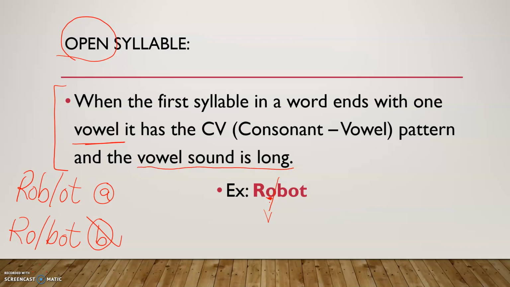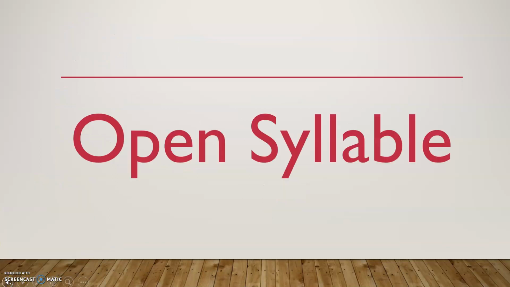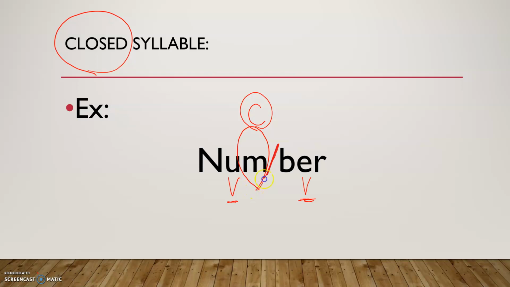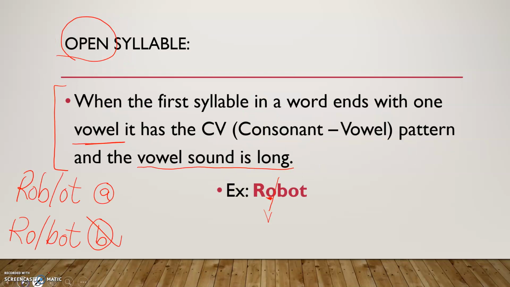So did you understand what is the difference between open syllable and closed syllable? Well, a closed syllable is when we have the last sound in the first syllable a consonant sound, while open syllable is when we have the last sound in the first syllable a vowel sound, and it's usually a long sound. So we don't say robot, robot, we say rowboat.